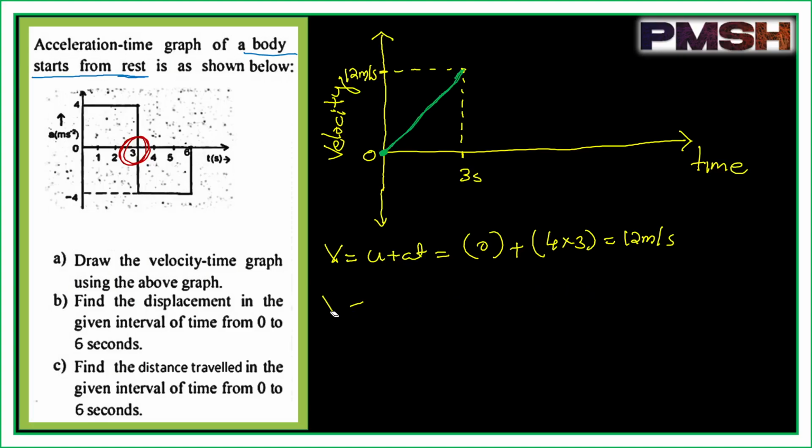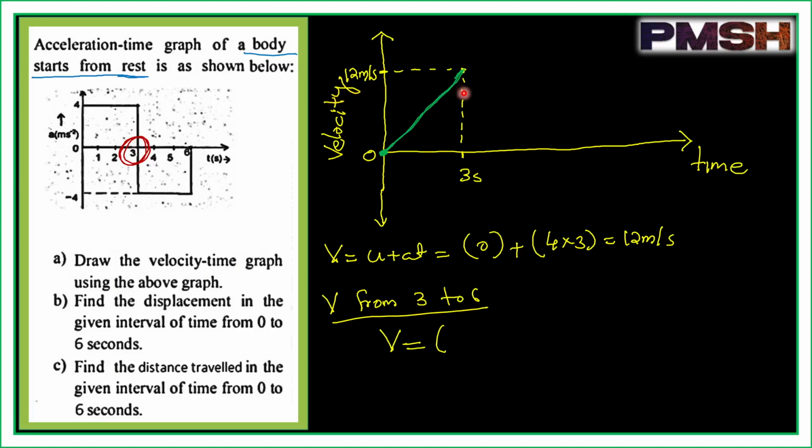Let's erase this. We will calculate velocity from 3 to 6. So let's see how to calculate the velocity from 3 to 6. Okay, so the velocity is going to be v equals u plus a t. What will be our u? From 0 to 3 second, when it is at 3 second, the velocity is 12 meter per second, right? When it is at 3 second, the velocity is 12 meter per second. Now we are calculating the final velocity at t is equal to 6 second.